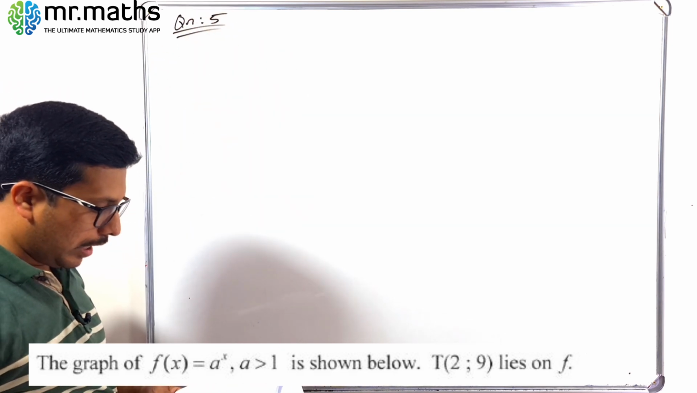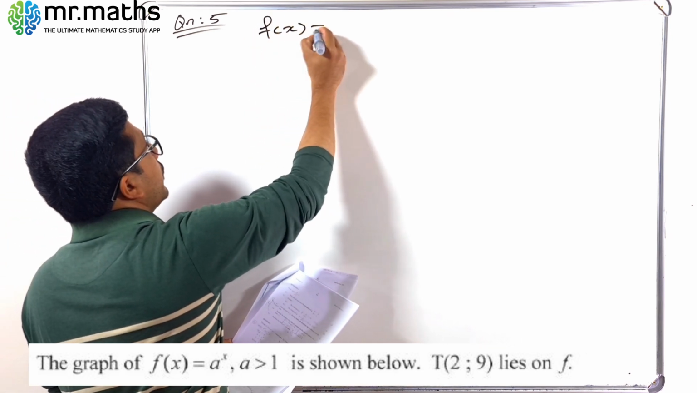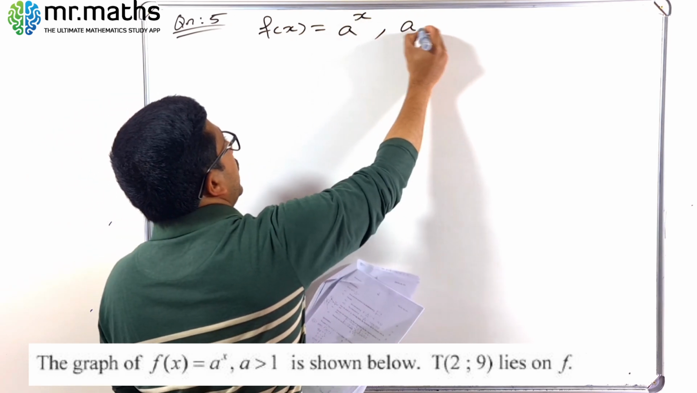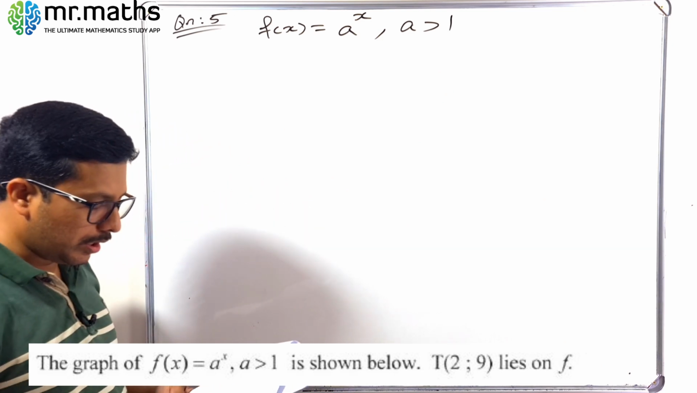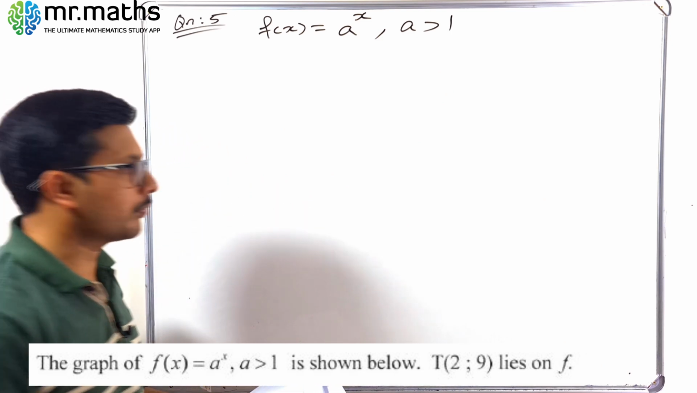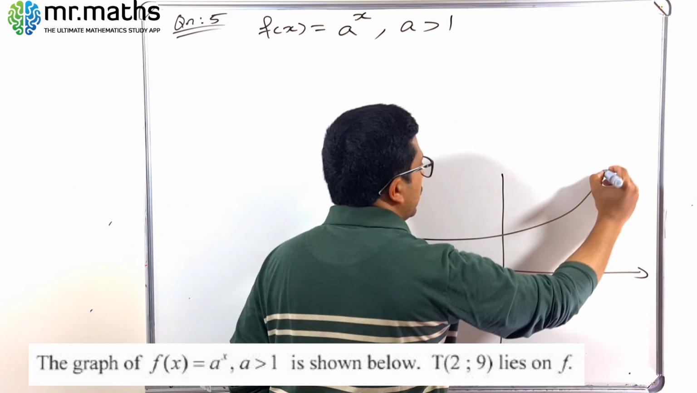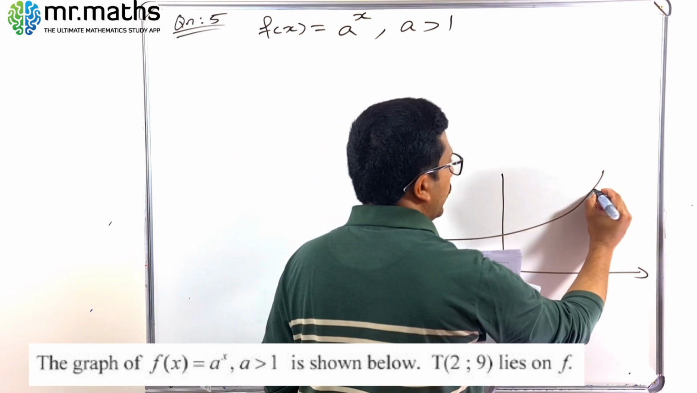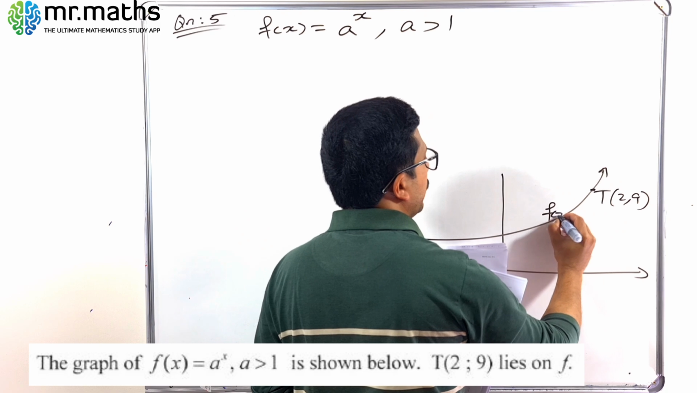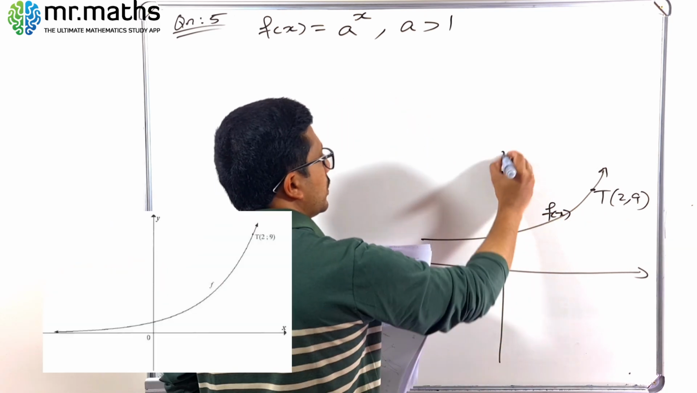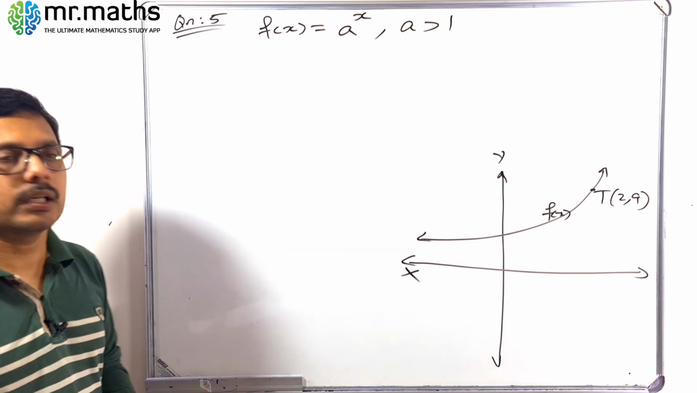What is that question? The graph of f of x is equal to a raised to x, where a is greater than 1, is shown below. T(2,9) lies on f. So there is a graph drawn there, and there is a point here, T(2,9), and this is the graph of f of x. This is the y-axis, this is the x-axis. So this is the given graph.